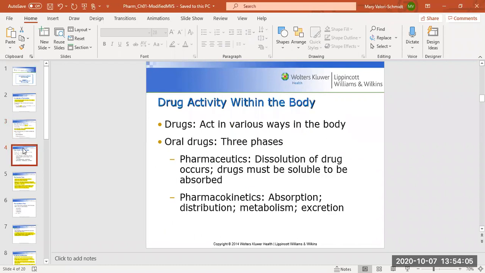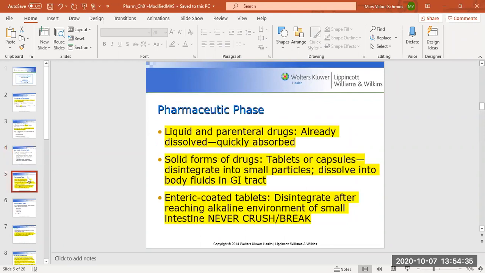So when drugs get into the human body, they have an action and they can act in different kinds of ways. Just understand that the route of the drug has a lot to do with how quickly the drug acts and how it has to get broken down in the body, right? So with oral drugs, you have 3 phases: the pharmaceutic phase, don't worry about that; the pharmacokinetic phase, which is absorption, distribution, metabolism, and excretion. We are going to talk about that.